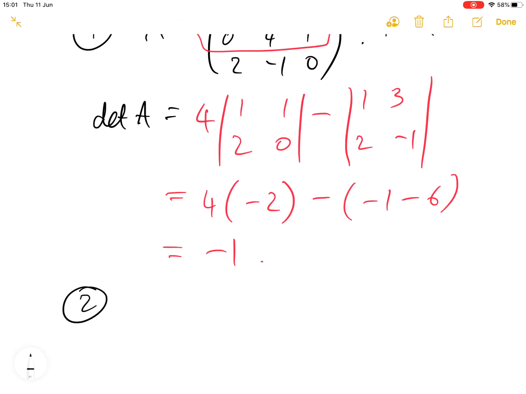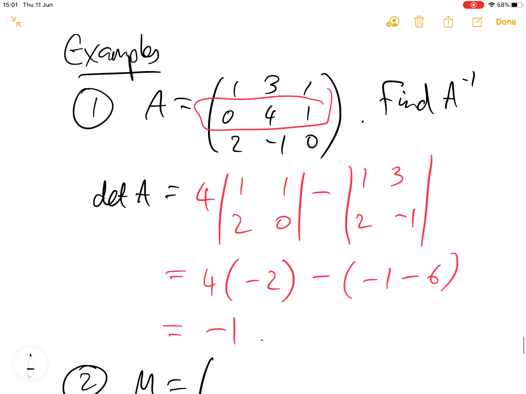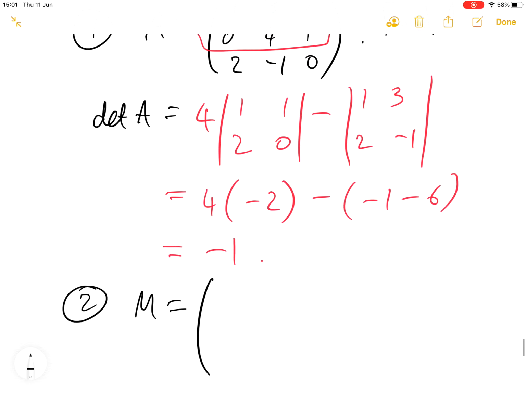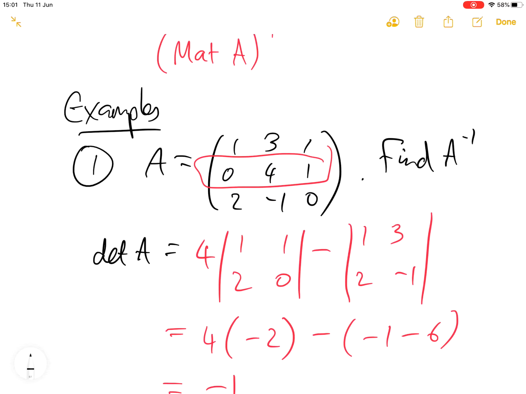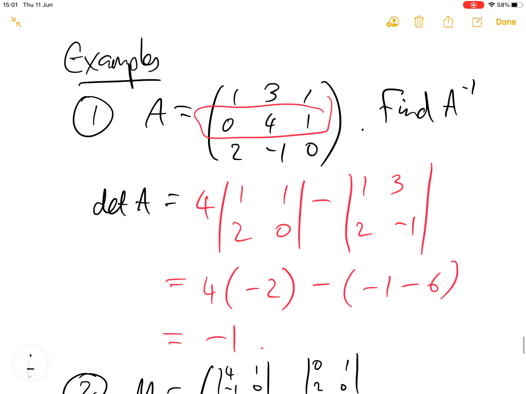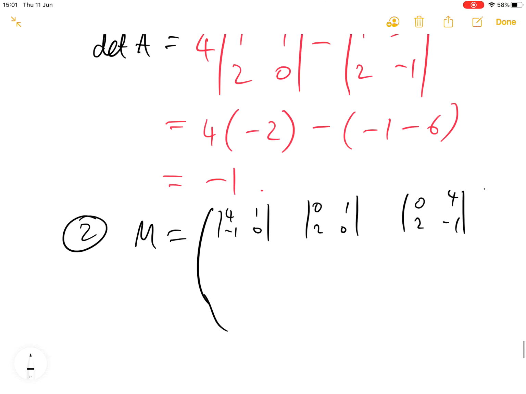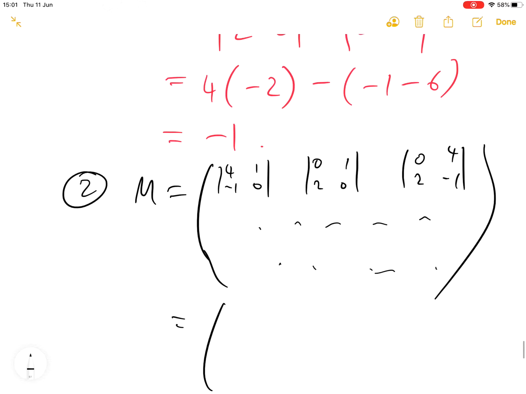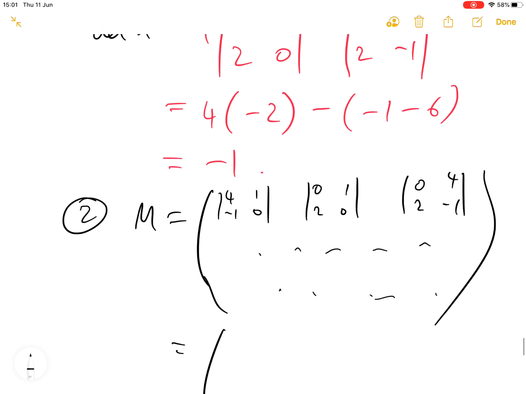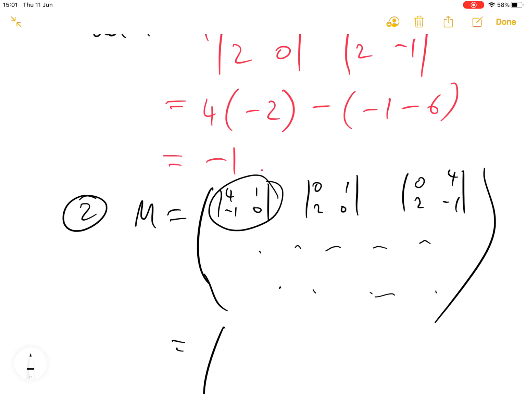Okay, step 2, find the matrix of minors, M. So the first minor is the determinant of 4, 1, minus 1, 0. The next one is the determinant of 0, 1, 2, 0. The next one is the determinant of 0, 4, 2, minus 1. And so on. There are a lot to write down. I won't write them all down as determinants like this. A good thing to try to do if you have to do this is work them out as you're going along. So instead of writing everything down, just write down what the answer is.